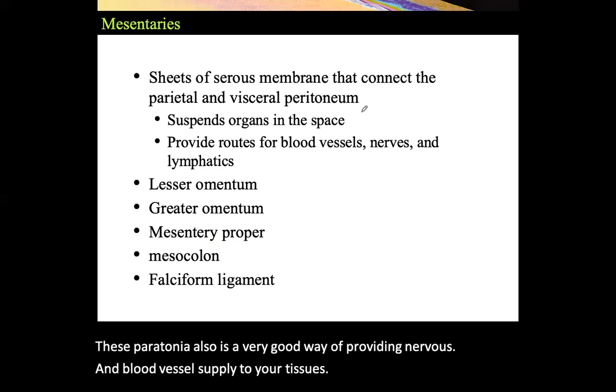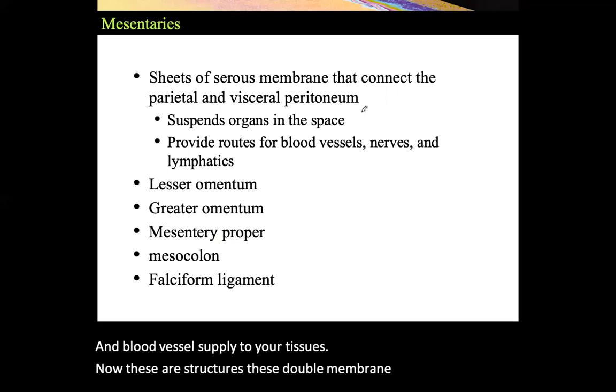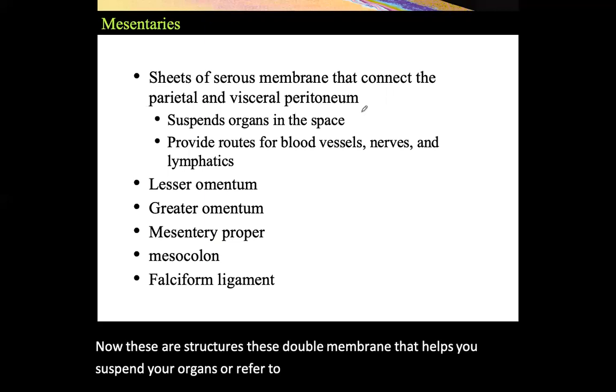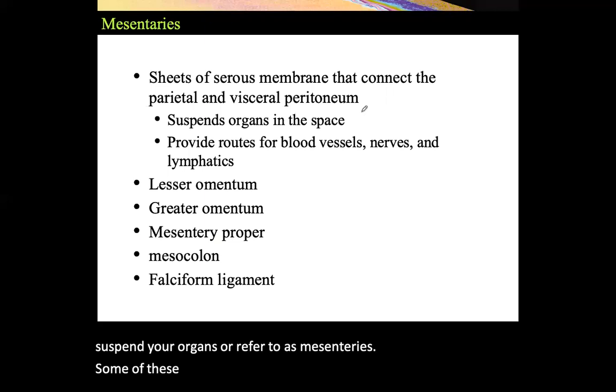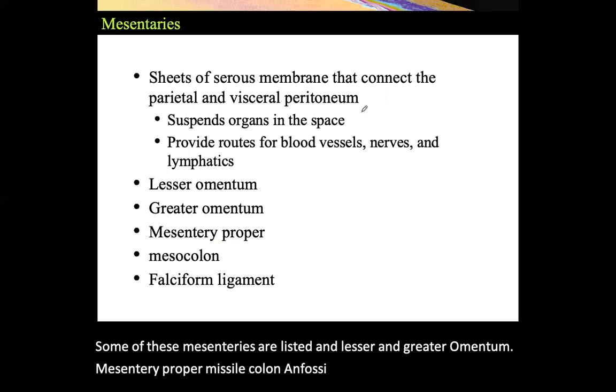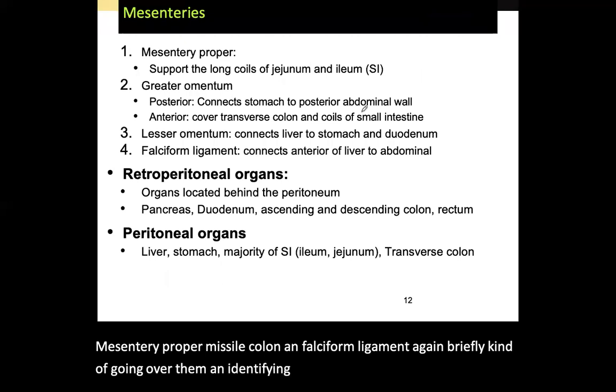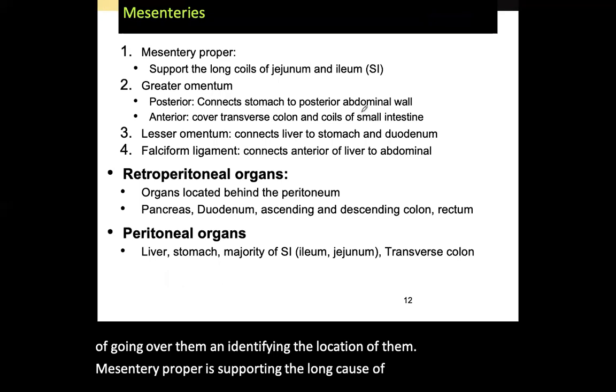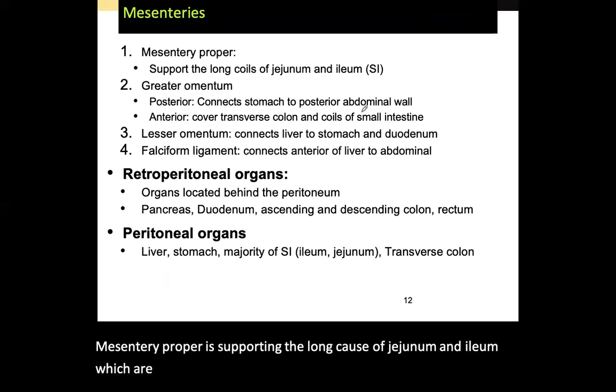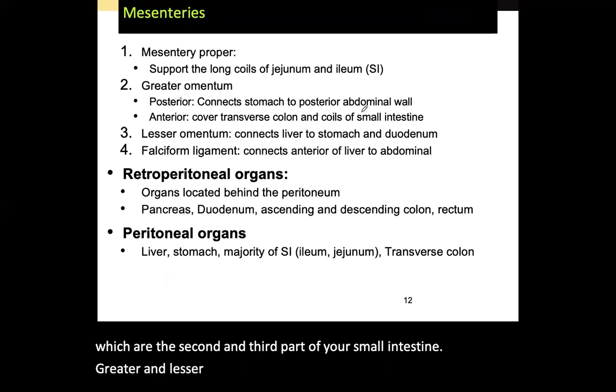Now, these structures, these double membranes that help you suspend your organs, are referred to as mesenteries. Some of these mesenteries are listed: lesser and greater omentum, mesentery proper, mesocolon, and falciform ligament. Again, briefly going over them and identifying their location. Mesentery proper is supporting the long coils of jejunum and ileum, which are the second and third parts of your small intestine. Greater and lesser omentum are associated with your stomach.